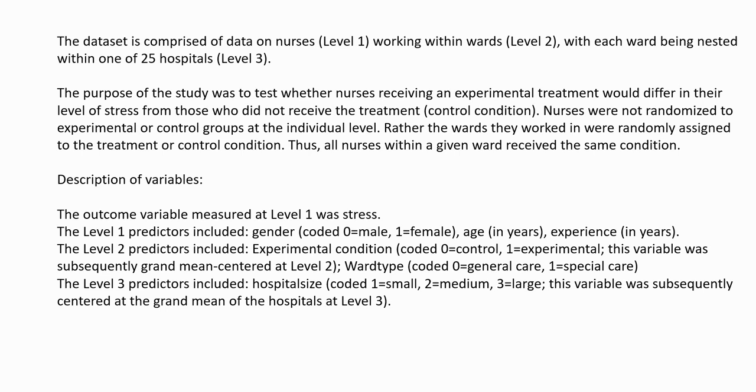They also had ward type at level 2, which was coded 0 for general care and 1 for special care. The level 3 predictors included hospital size, which was coded 1 for small, 2 for medium, and 3 for large. This variable was subsequently centered at the grand mean of the hospitals at level 3. I know some folks are asking why they didn't treat this variable as a factor variable instead of a continuous variable, and that's just how it appears in the demonstration, so I'm going to leave it that way to remain consistent with the presentation in the book.